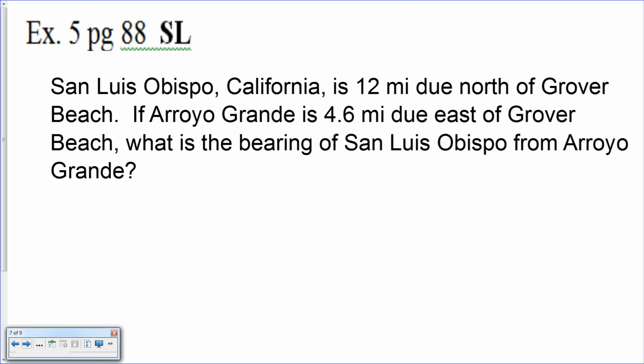And this says SLO, California, is 12 miles due north of Grover Beach. If Arroyo Grande is 4.6 miles due east of Grover Beach, what is the bearing of San Luis Obispo from Arroyo Grande?